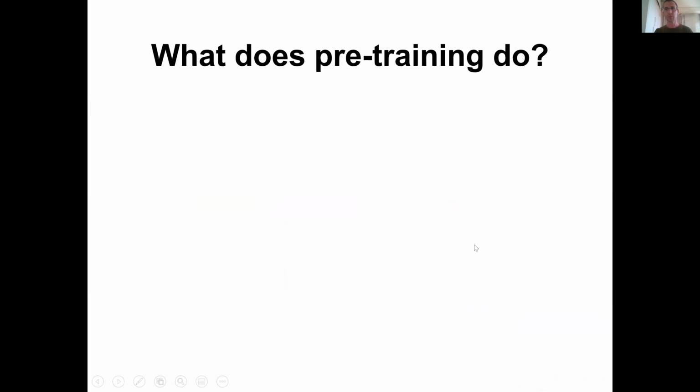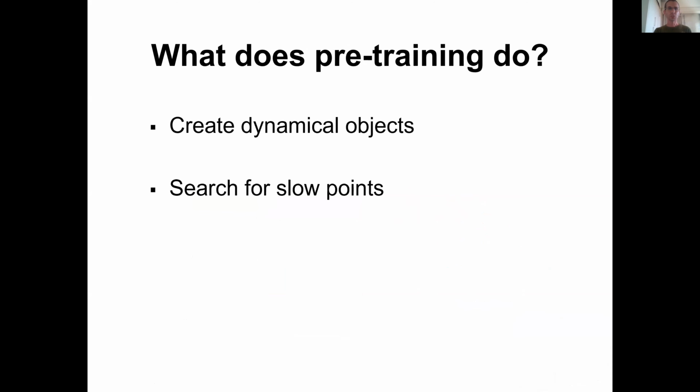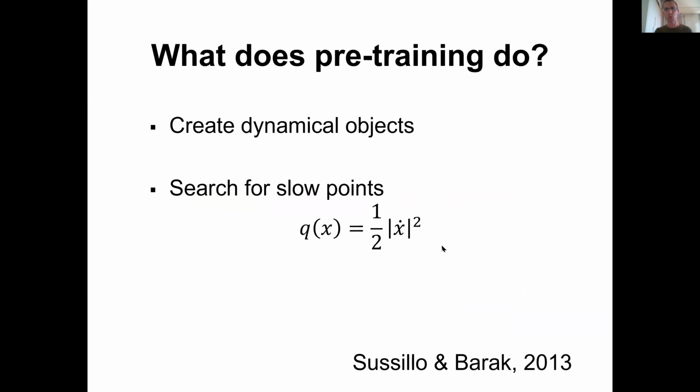And then the question was, what happened here? How did this come about? And the idea is that pre-training creates dynamical objects. And to find these dynamical objects, we wanted to find what are known as slow points in the network. So this is based on work I did with David Sussillo. If there's a fixed point in dynamics, then this scalar function has a zero in phase space. And if it's not a true fixed point, but only approximately fixed, then we expect small values of this function.